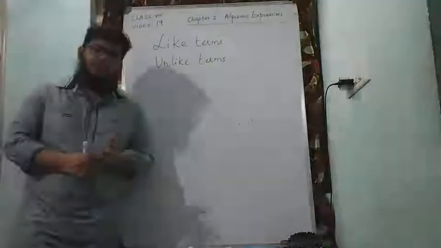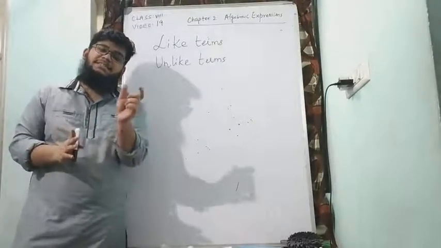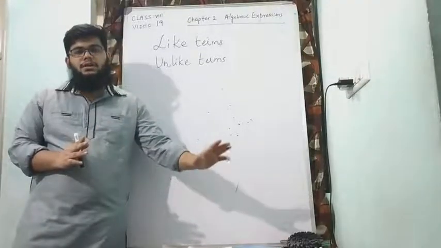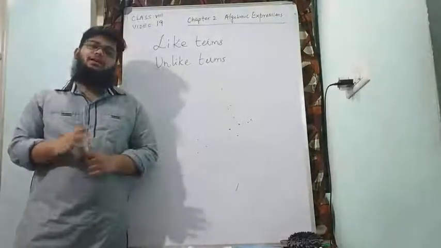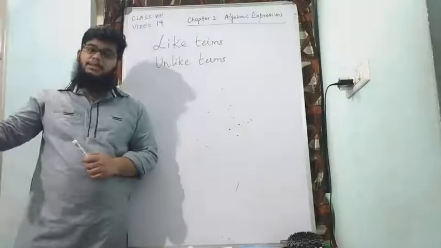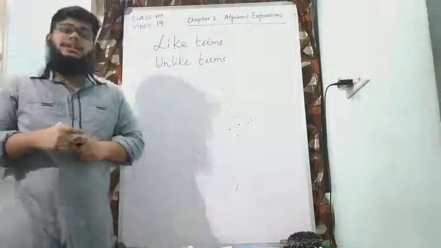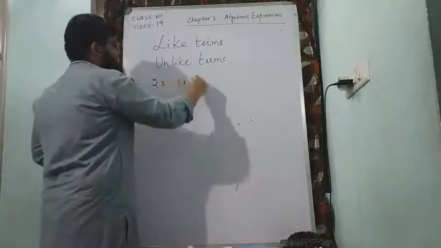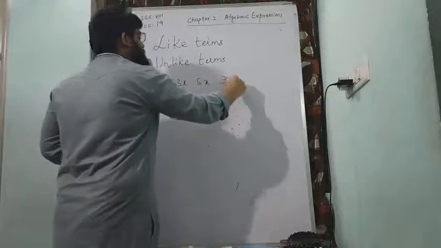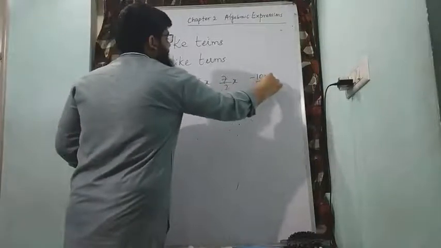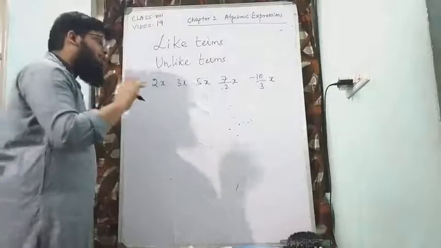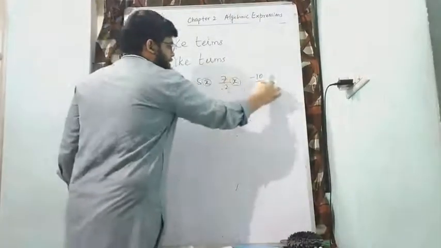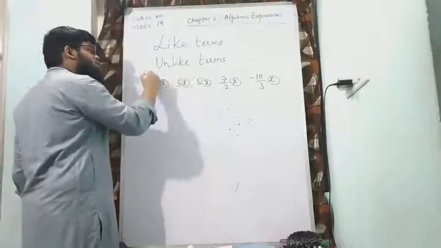So what are like terms? All the algebraic expressions that have the same variables are called like terms, and if they have different variables, they will be called unlike terms. That means if I have, for example, 2x, 3x, 5x, 7 by 2x, minus 10 by 3x, something like this. All of them have the same variables, no? x and x, correct? So this will be a group of like terms.